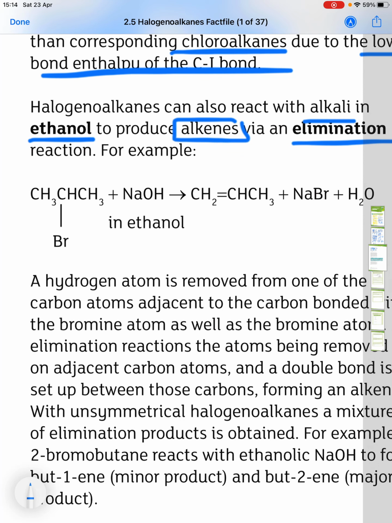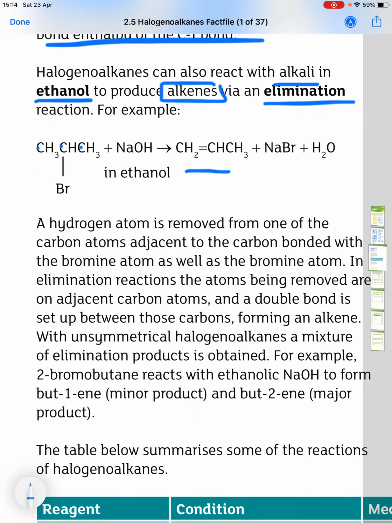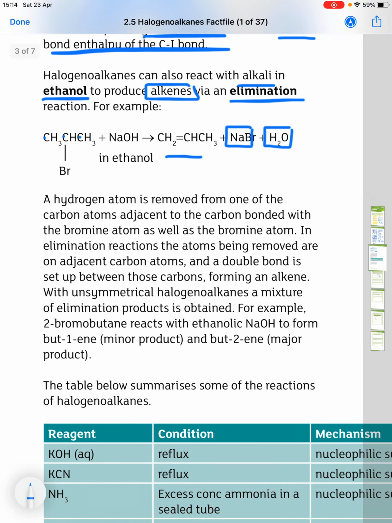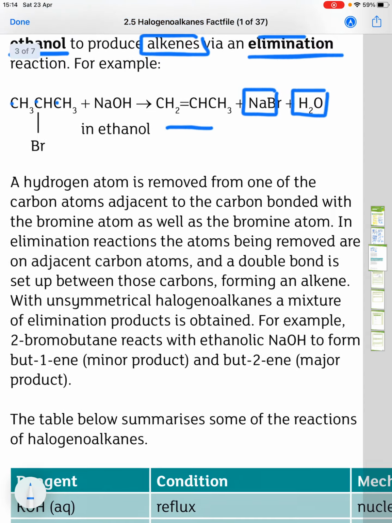And an example of this would be bromopropane reacting with ethanolic sodium hydroxide, and that's giving us propene, and you'll see that we have the sodium bromide is formed and then water is also produced. So it's elimination because you're removing that molecule from the original bromoalkane.